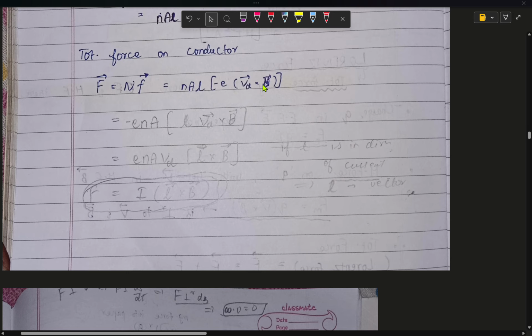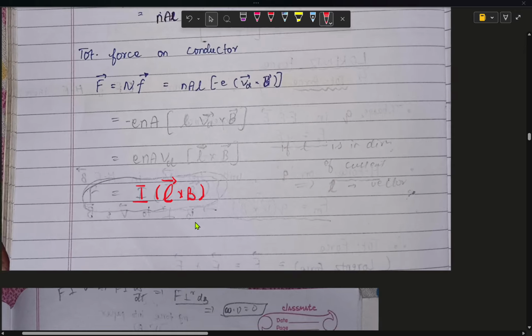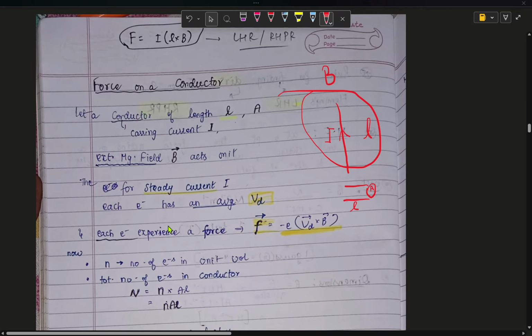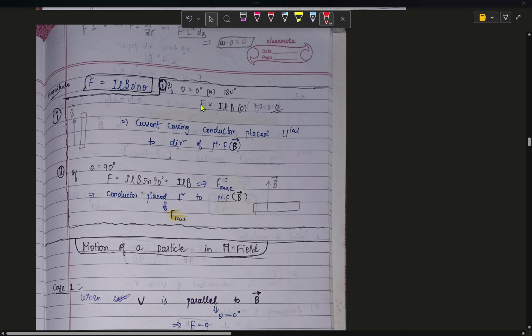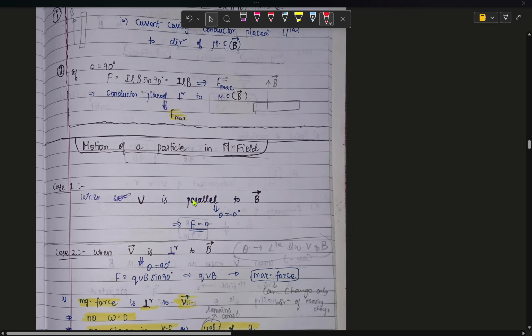You want, I will write. F is equal to I into L cross B, ILB sin theta. This is the force exerted on a conductor. Similarly, there are some special cases. If theta is 0 or 180, you will be getting 0. And if it is 90 degrees, meaning perpendicular, you will be getting the maximum force exerted on it.